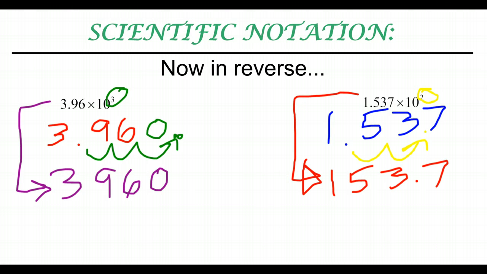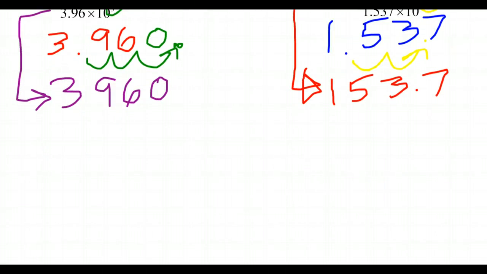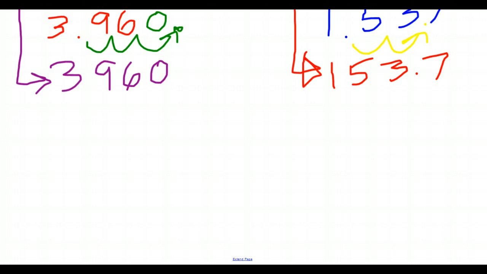And what we want to do is figure out what we can do to change the number now back from standard form, either 3,960 or 153.7 or any other number we have in standard decimal form, back to scientific notation. And in order to do this, we're going to think of the process in reverse. First, instead of knowing what our digits are that we start with, we need to figure out what digits are going to be in our number.